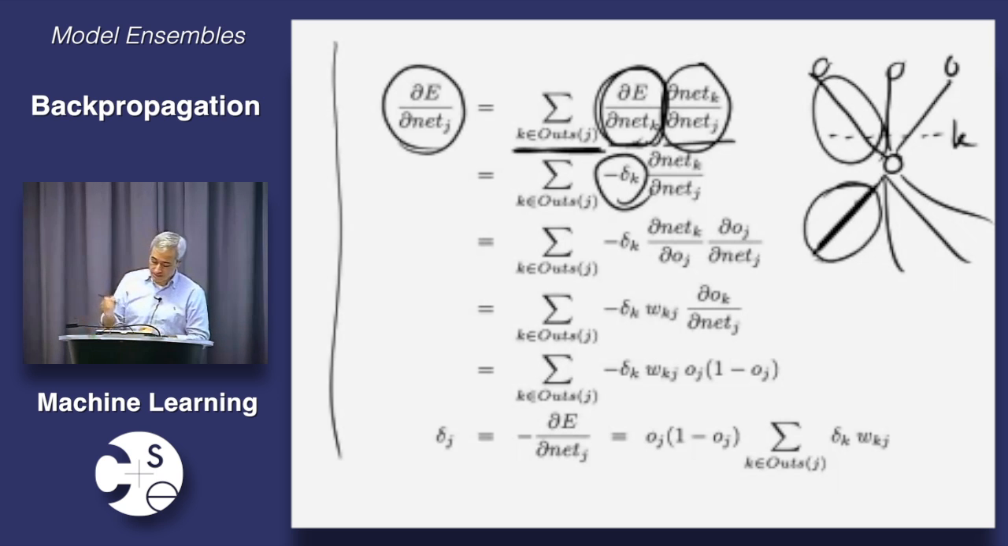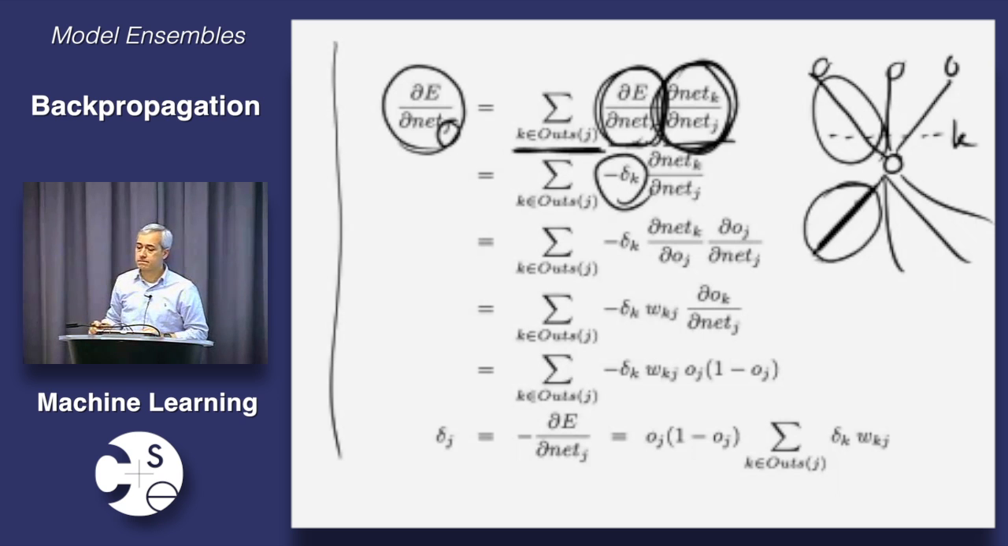And then the next part, which is where things get more interesting, is the derivative of net k with respect to net j. Because I'm really interested in unit j at this point. It's just that the effect of the unit j is through the unit k. So this is where the interesting new action is. It's the derivative of net k with respect to net j.